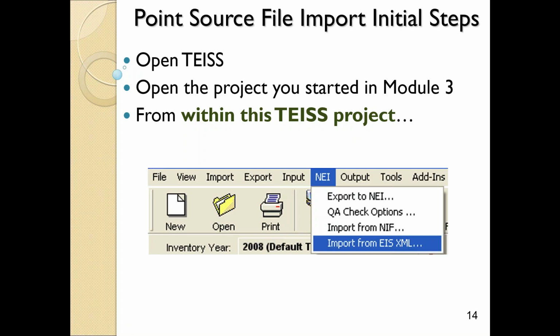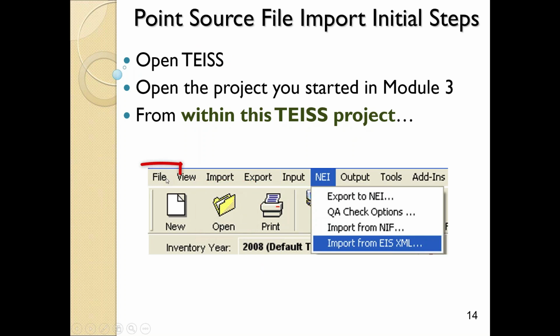And now we're going to talk about how to import your point source data into your TEISS project. So what you first want to do is open the project you started in Module 3 in TEISS. So you would open up TEISS, and then you would either go to File, Open, or you would use this open folder to open your project.